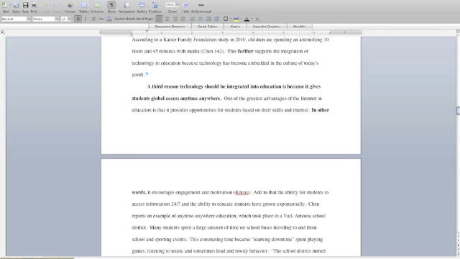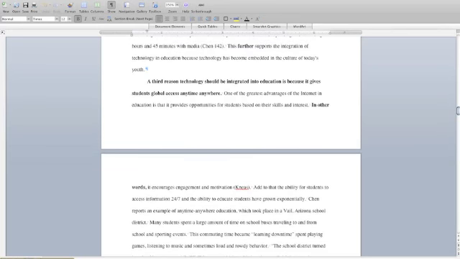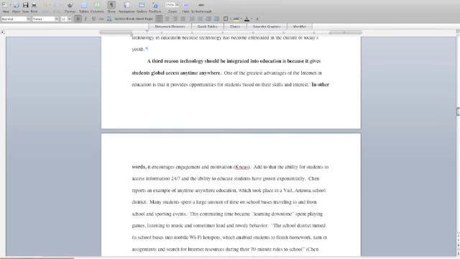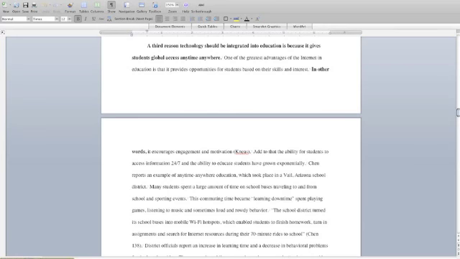All right, let's continue talking about this third body paragraph in the research paper. A third reason technology should be integrated into education is because it gives students global access anytime, anywhere. Let's look at the support that the writer provides for this. It says one of the greatest advantages of the internet in education is that it provides opportunities for students based on their skills and interests. In other words, it encourages engagement and motivation.